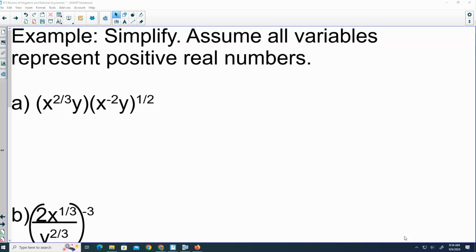So if I ask you to simplify something like this, the directions tell me assume all variables represent positive numbers. I told you yesterday you don't really need to worry about that. It doesn't change how we solve it. It's just a common phrase that you're going to see when you're working with these. So where would I begin on the first one?